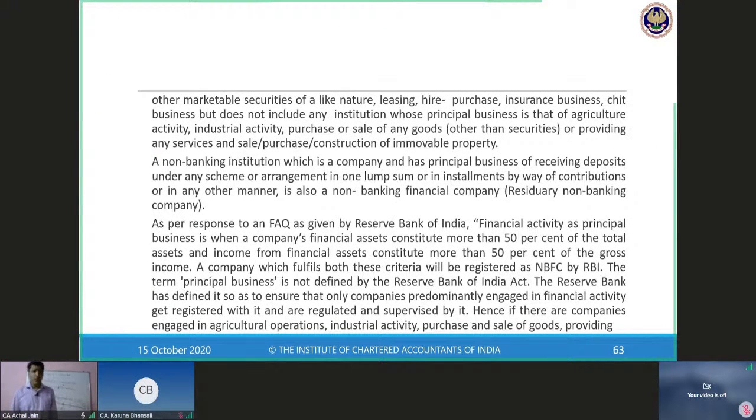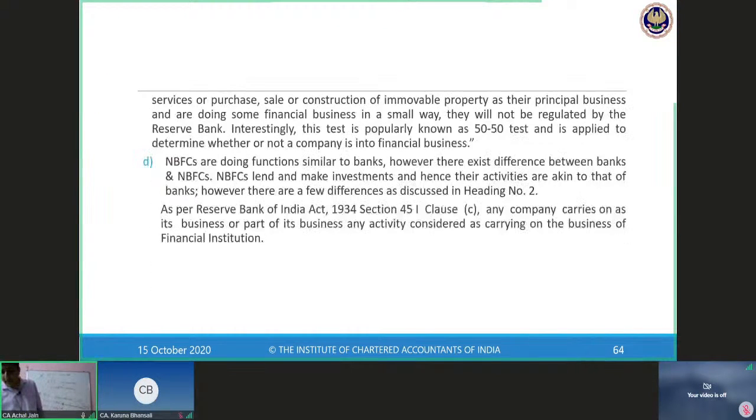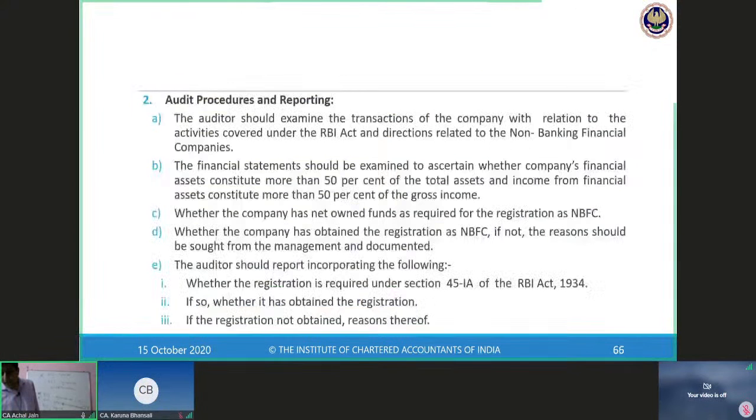What is a financial activity? We all understand what is a financial activity. Now, in this context, what is it that the auditor will be required to audit? First of all, he will be required to check whether this entity or the institution is having financial income from the financial assets. So that means what is their principal business? How will he get to know about the principal business? He will look at the books of accounts. He will look at the contracts. He will look at the arrangements.